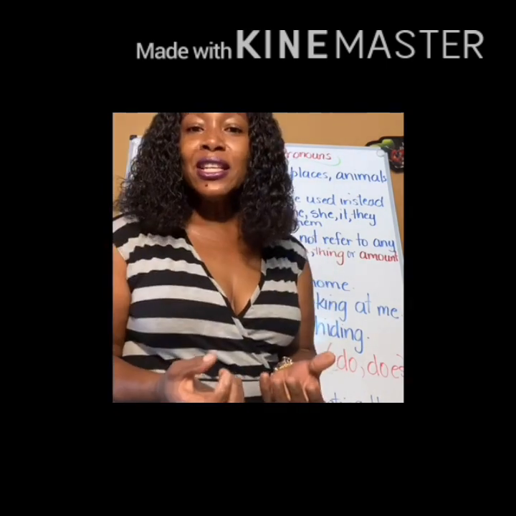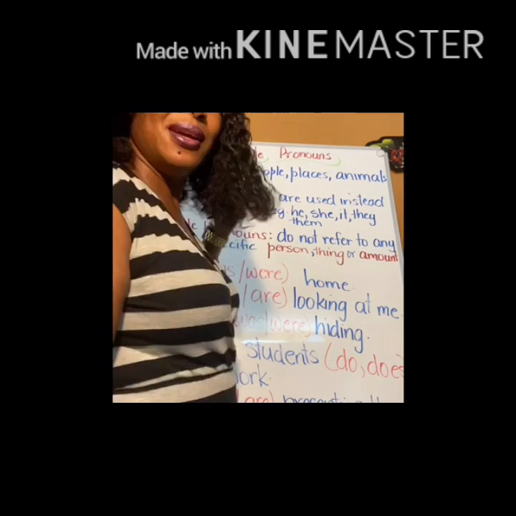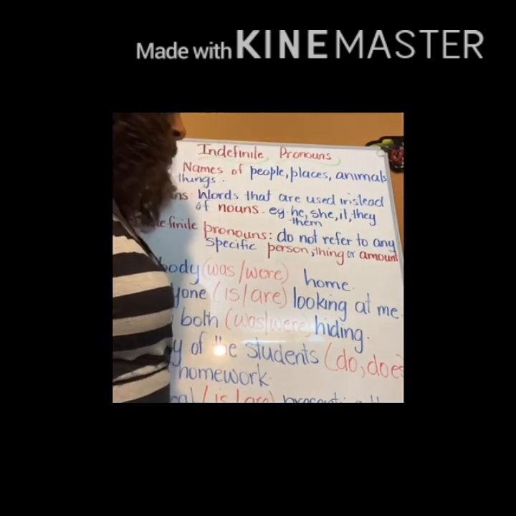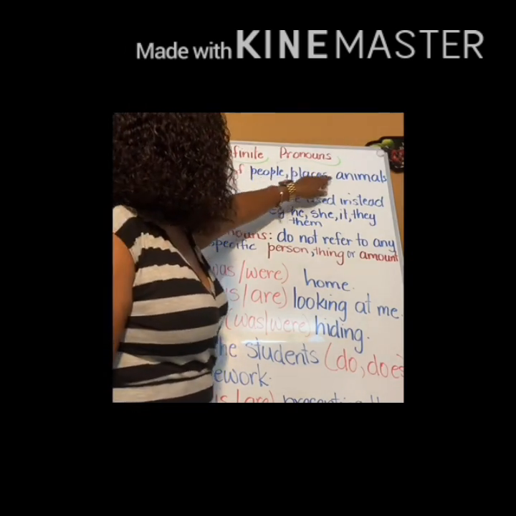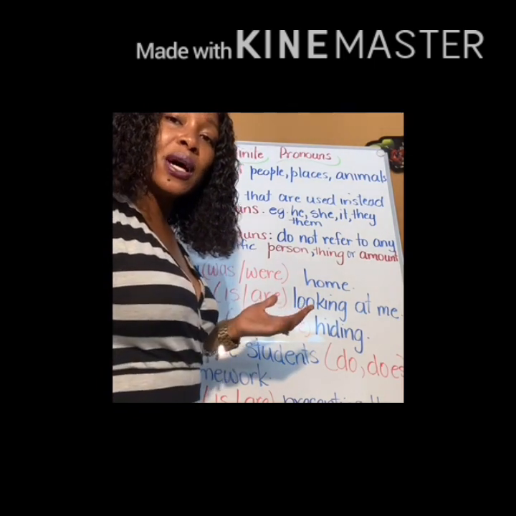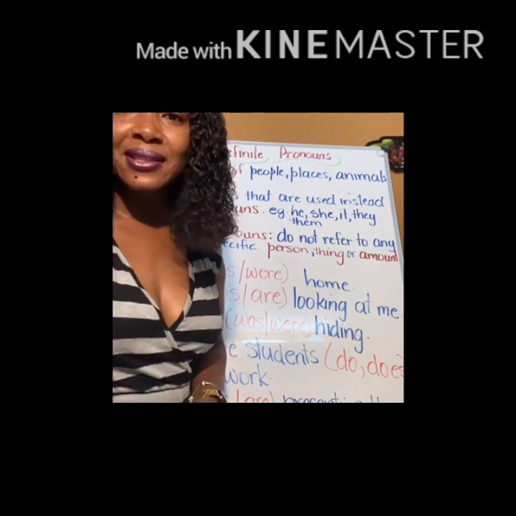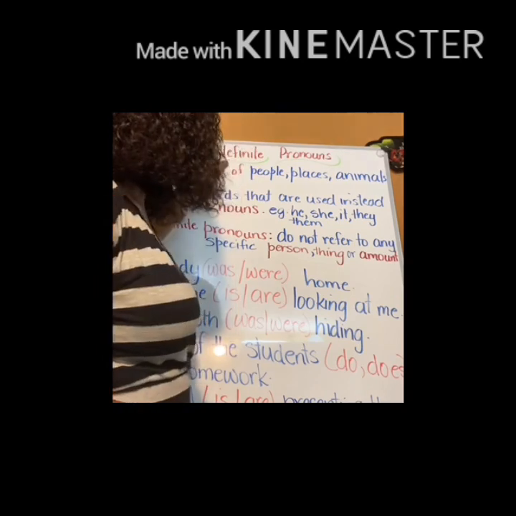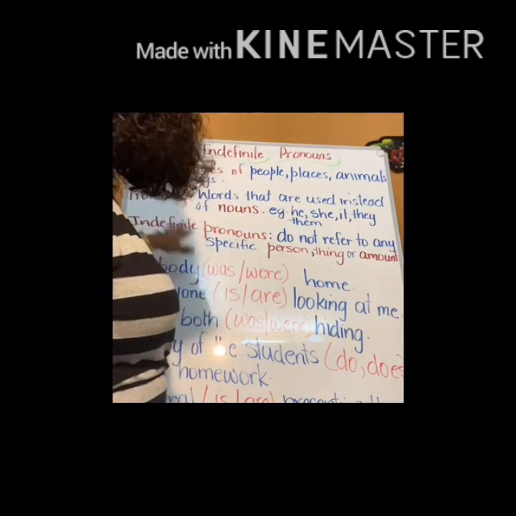So before I can talk about indefinite pronouns, I definitely need to break the definitions down for you. So nouns are names of people, places, animals, and things. There are two types of nouns. There are proper nouns and there are common nouns. We'll get into that another time. But for now, we just need to know that nouns are names of people, places, animals, and things.